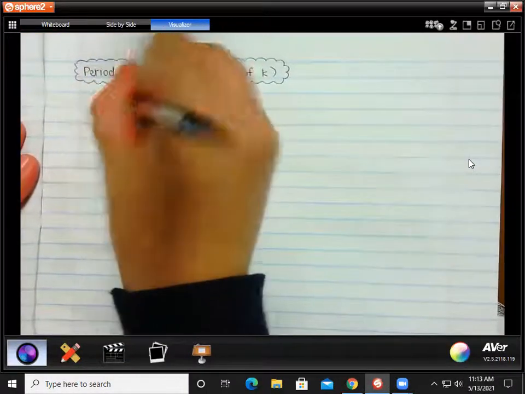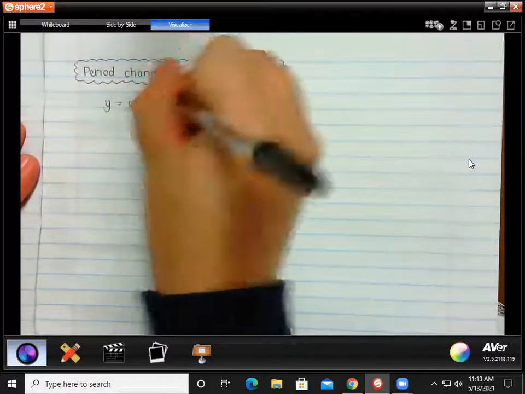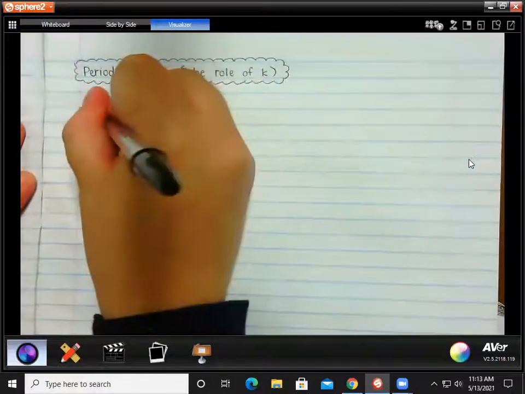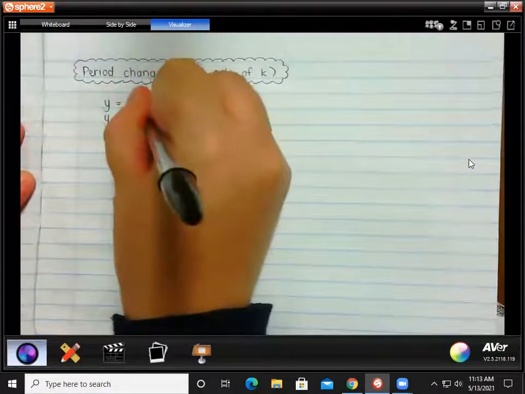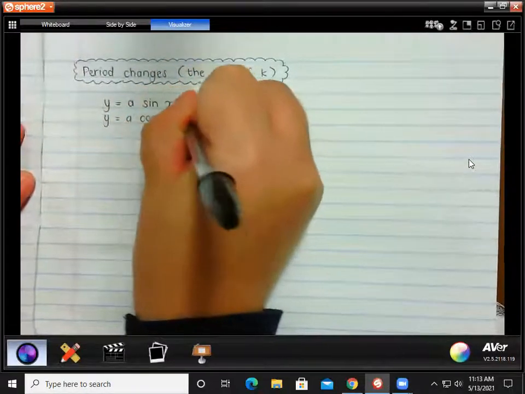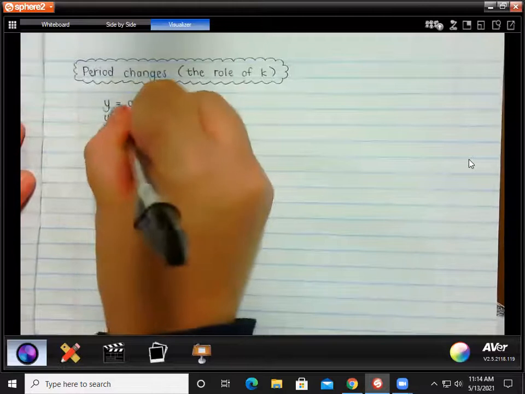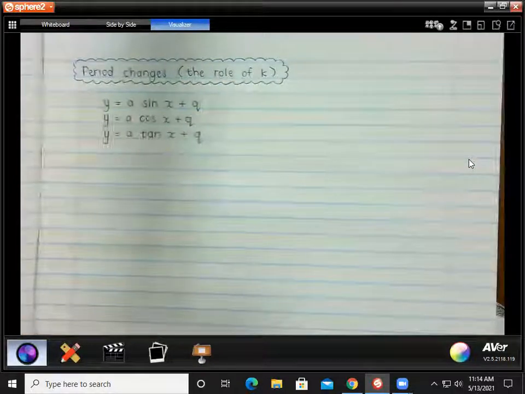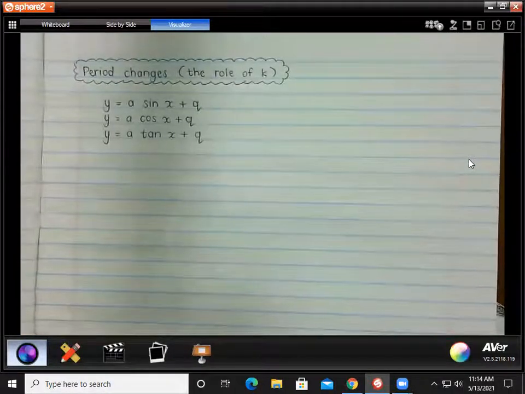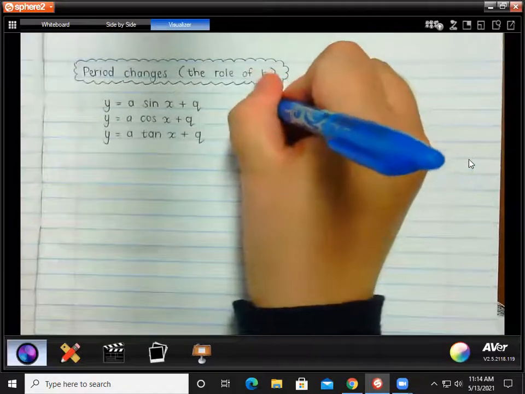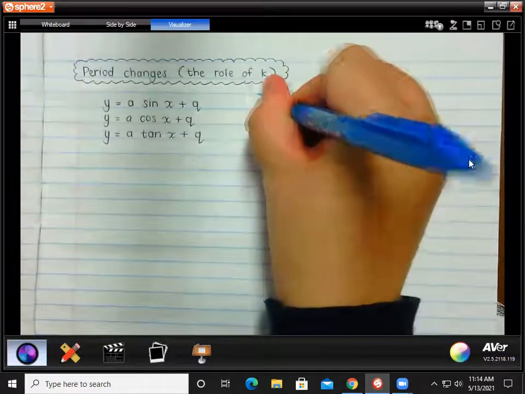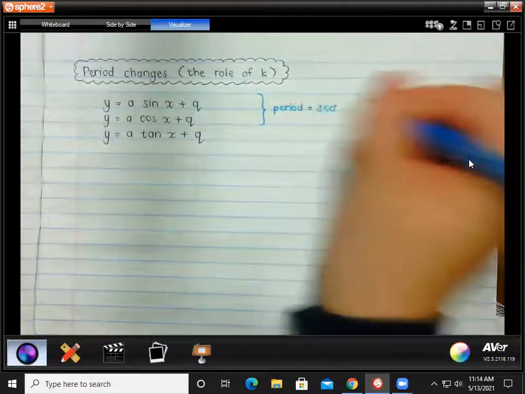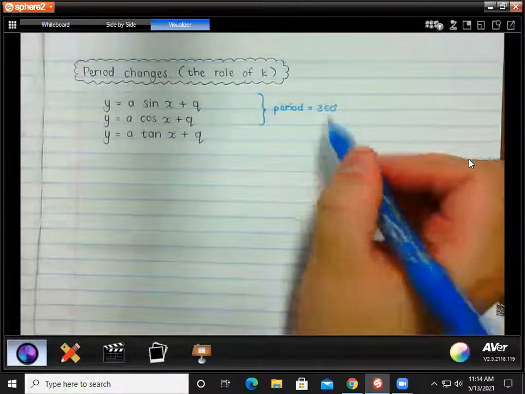All right, we've done these types of graphs so far: y equals a sin x plus q, y equals a cos x plus q, and y equals a tan x plus q. Those are the ones that we are familiar with. From those graphs, we know that the period of sine and cos is the same, so I'm just going to group them together like that. We know that the period is 360 degrees, and then we use that period to get the step.